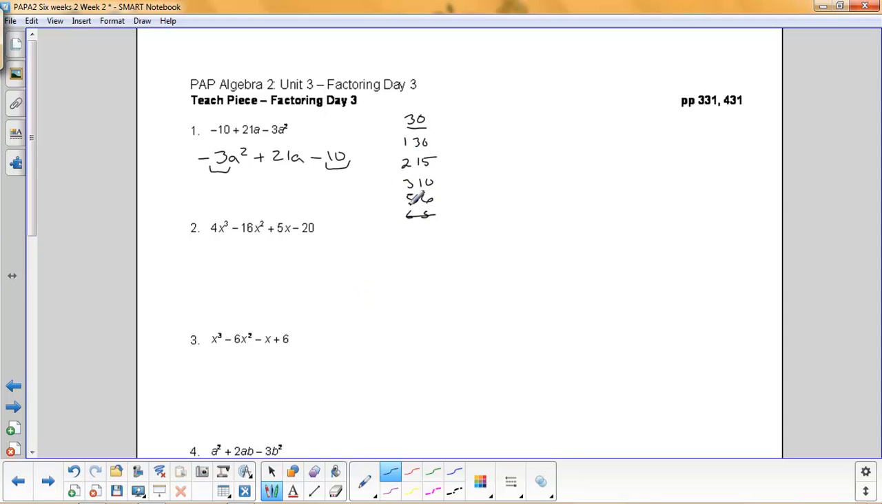Any of those add up to or subtract to make 21? The answer to that question is no. So please recall that factoring is not the best method because it does not work all the time. Not factorable.